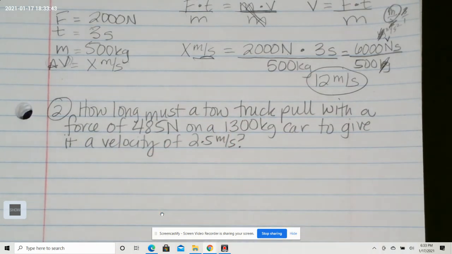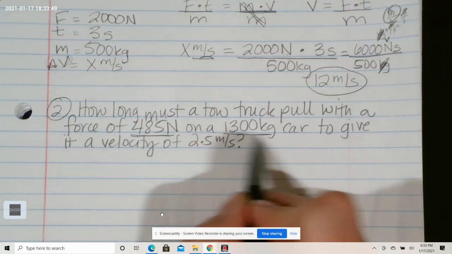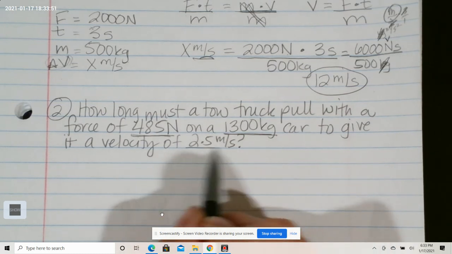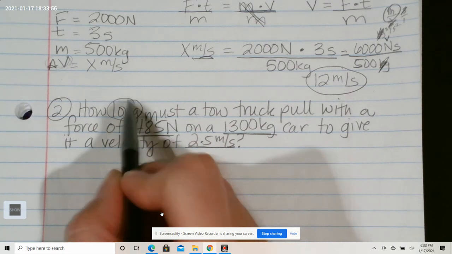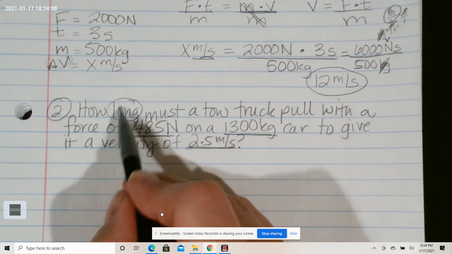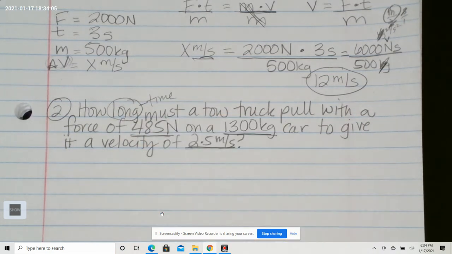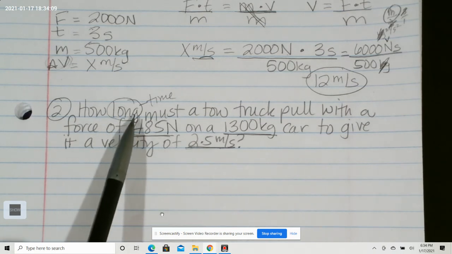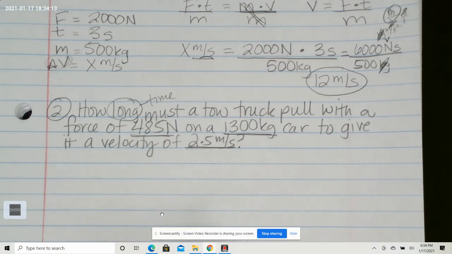Okay, so that's a lot of numbers in there. So we have 485 newtons, that's our force. We have 1,300 kilograms, that's our mass. We have 2.5 meters per second, that's our velocity. Now it's saying how long must it tow? I don't know why I said time. How long is the time? Because it's how long must it do something. That's implying time. Sometimes words are funny, right? Long sometimes means distance, but in this case, how long means time. So we have all four things we need.